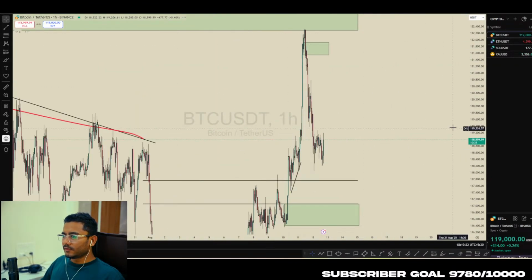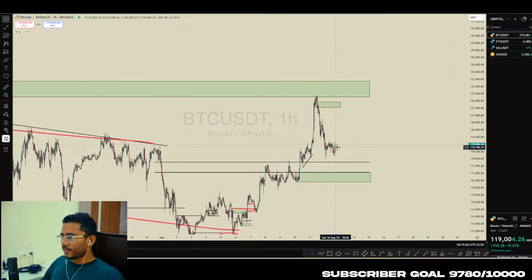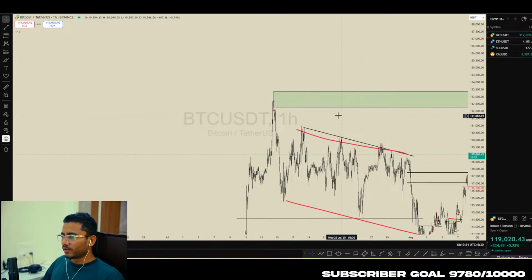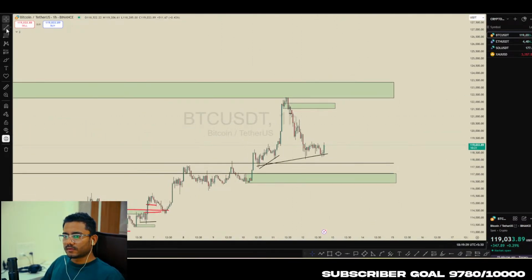On BTC, I still think price should continue to the downside. Here, price is creating lots of liquidity. So we can consider this as trend line liquidity. And we have this price where price tapped this POI and gave us a reaction to the downside, creating this liquidity again here. And we have this order block where we can expect price to react.